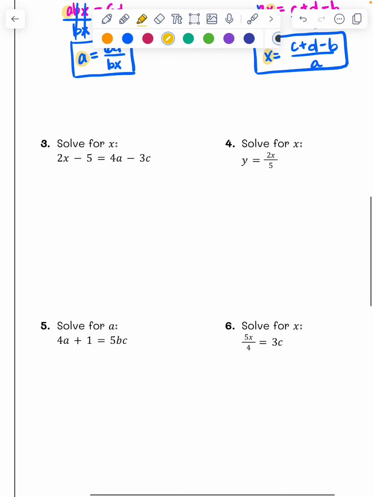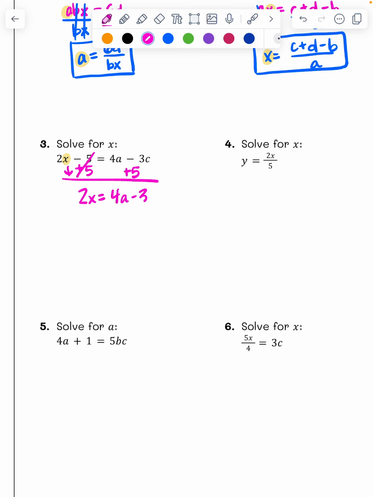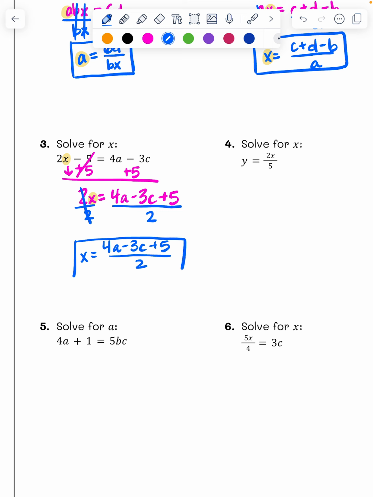Number 3, solve for x. Highlight x. First, I will get rid of that minus 5, add 5. 2x equals, 5 can't be combined with 4a or negative 3c, so I would just add it onto the end. 4a minus 3c plus 5. Highlight x. Last step is divide by 2. Divide the entire other side by 2. x equals 4a minus 3c plus 5 divided by 2. Once x is by itself, you're done.